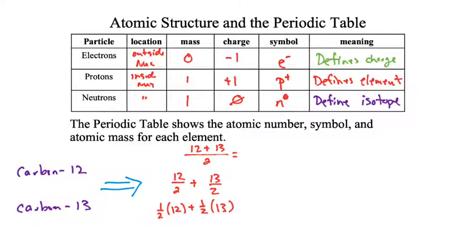I want to take into consideration percents. How much of each of those isotopes are there? What does percent mean? Per is a division, cent being 100. So that 2 needs to become 100. It has to be per 100. But I can't change the meaning of that being 1 over 2. So what has to go in the numerator? 50.